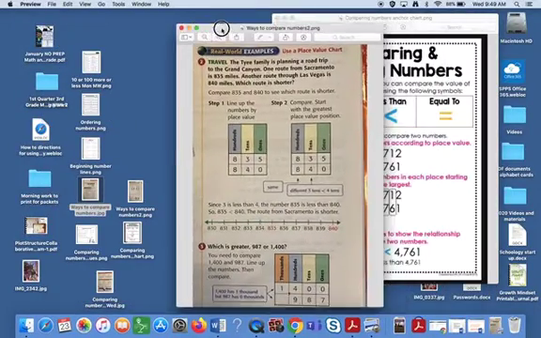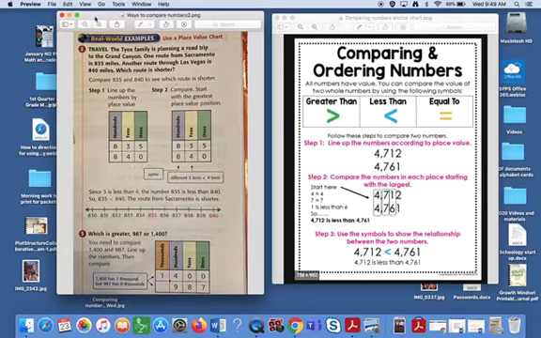I'm going to move this over here. And here we go. We're going to be looking at this section right here. It says travel. The Tai family is planning a road trip to the Grand Canyon. One route from Sacramento is 835 miles. Another route through Las Vegas is 840 miles. So which route is shorter? So you can see from this sentence, this is really important in word problems. So which route is shorter?